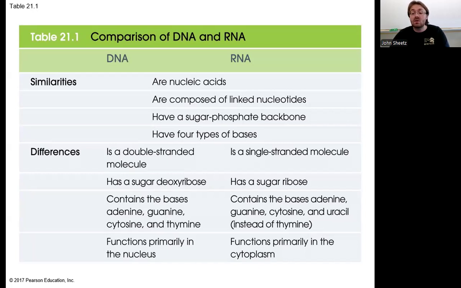DNA functions primarily in the nucleus, while RNA functions primarily in the cytoplasm. It is important to note that RNA is in every single living organism. DNA is only present in eukaryotes. So RNA can do all the jobs that DNA can do. DNA is just better at doing some jobs in particular, which is why it is the primary mechanism of storing genetic material for eukaryotes.